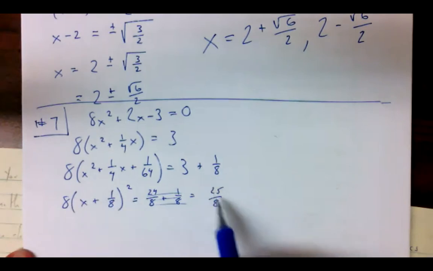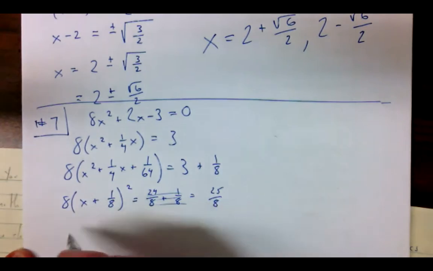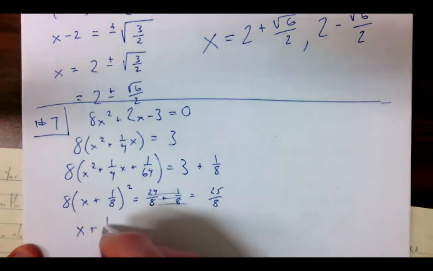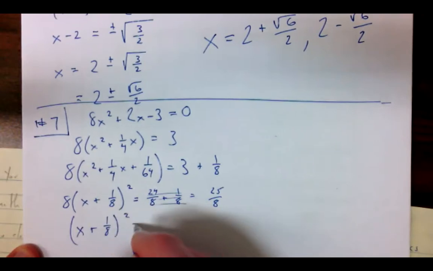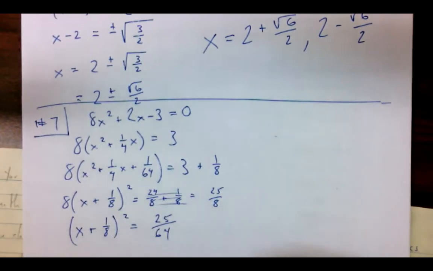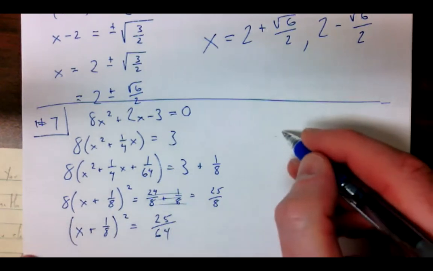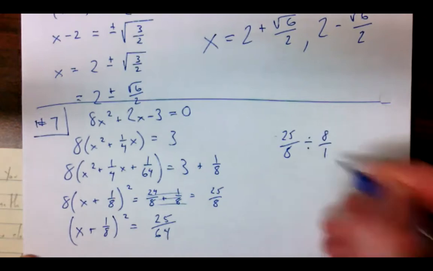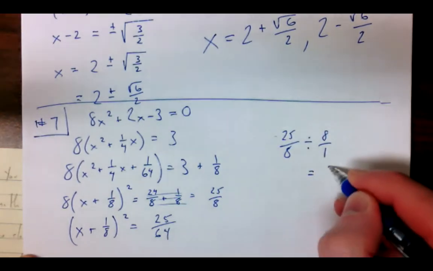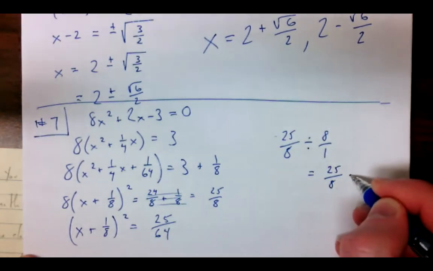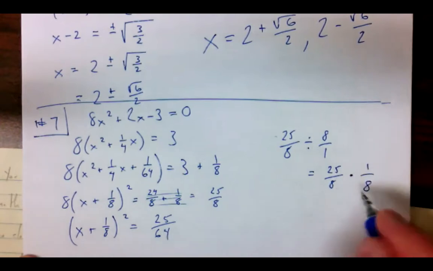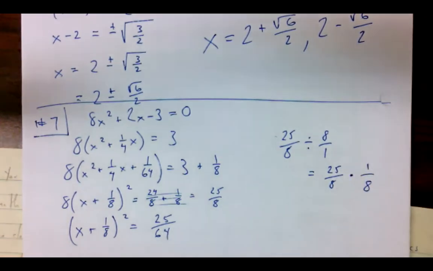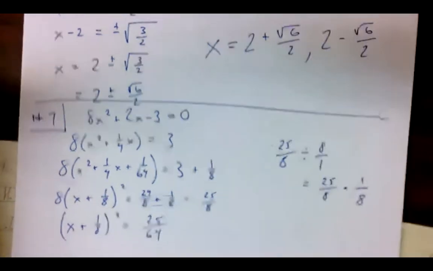Now divide both sides by 8, which means I'm going to multiply the bottom by 8. So it's (x plus 1/8) squared equals 25/64. When you divide a fraction by a whole number, you're multiplying by the reciprocal. Just remember, 25/8 divided by 8 is like saying divided by 8/1. So you flip and multiply. That's why we got 25 over 64. Settle down.